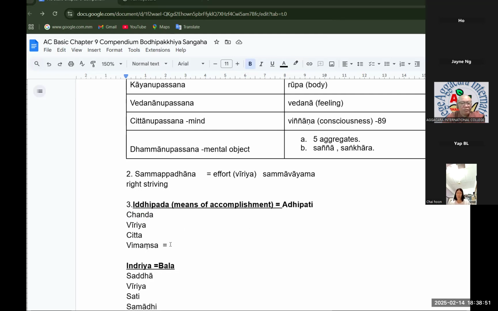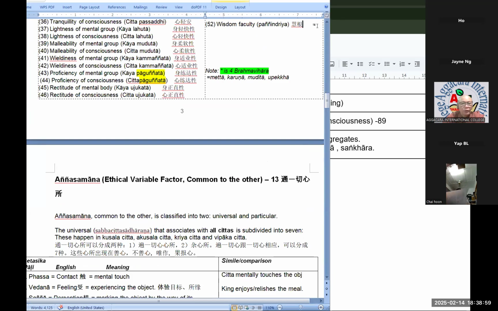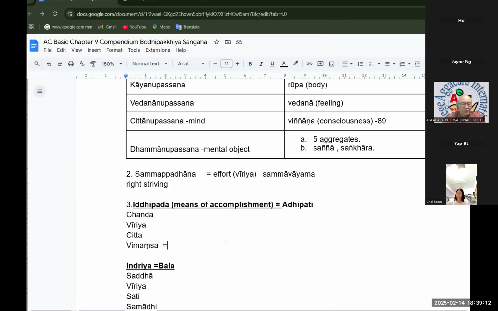So what do we have? We already studied before. Vimamsa means wisdom. So we have this under the moha, under this panna indriya. Panna indriya means wisdom. So this means all the consciousness or chitta at that time. So effort is just effort. And this is desire. We went through this one before because the Dhamma is the same as the Adhipati.